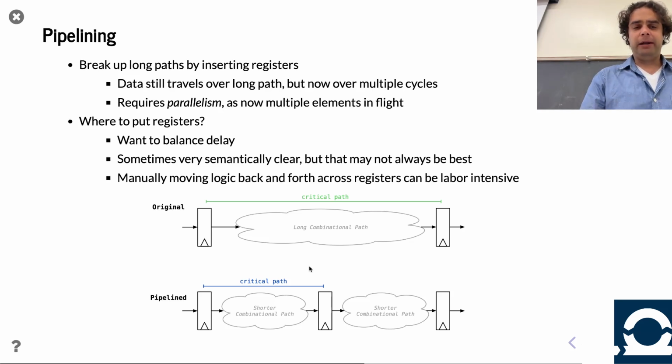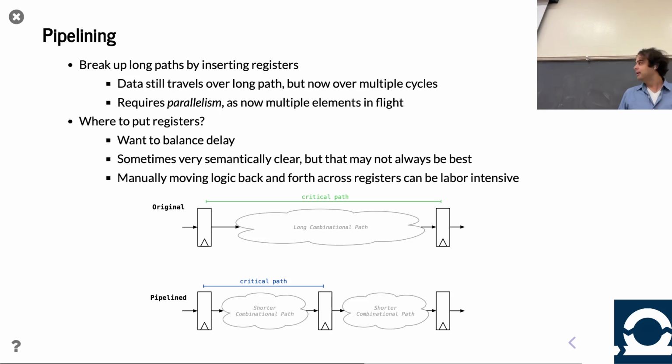And so when you're pipelining, of course, you want to balance the delay, right? If you have this long delay path here and you put 80% here and 20% here, that's not going to be good. You'd rather be closer to 50-50, so that way the critical path isn't that long. And so when it comes to placing these registers, as a human designer, usually you can place them in places that make semantic sense.